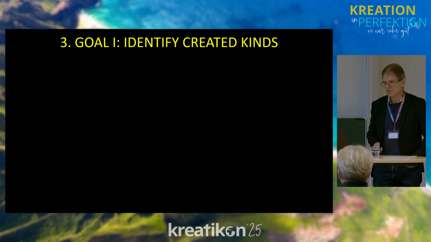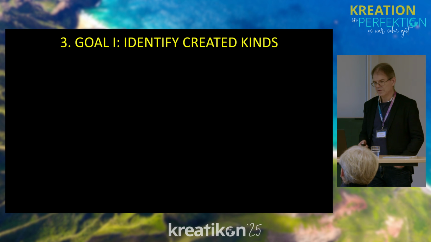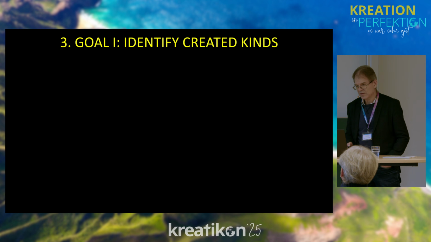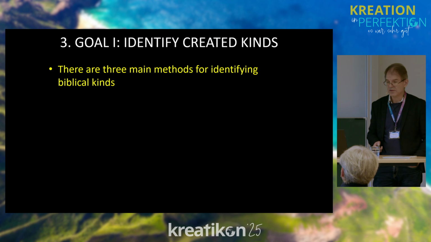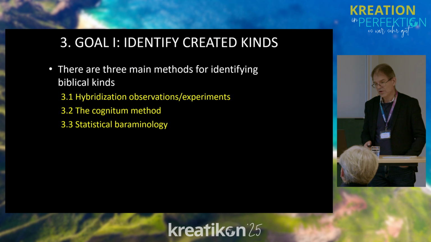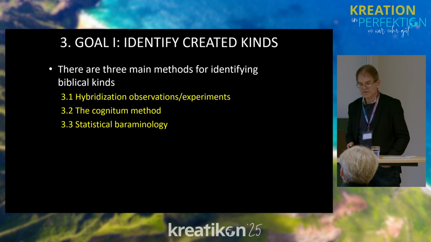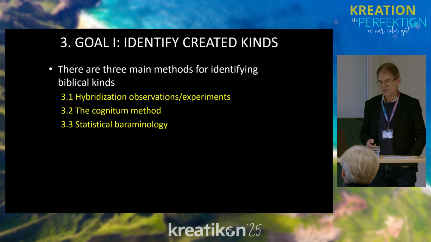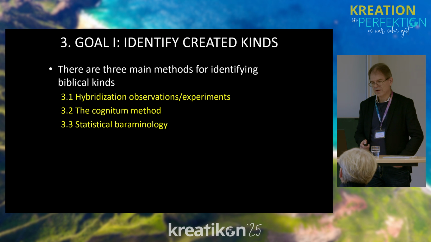So let's turn now to the first goal of baraminology, to identify the created kinds. And there are actually three main methods for doing that. The first one is so-called hybridization, or looking at hybridization observations or experiments.